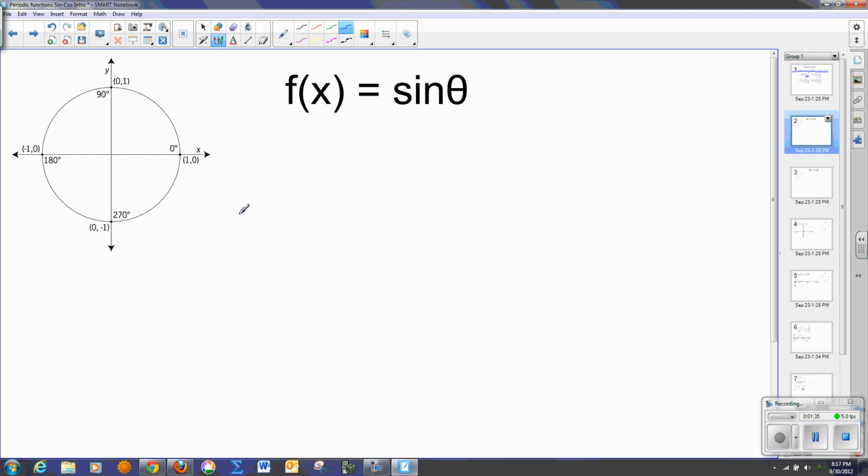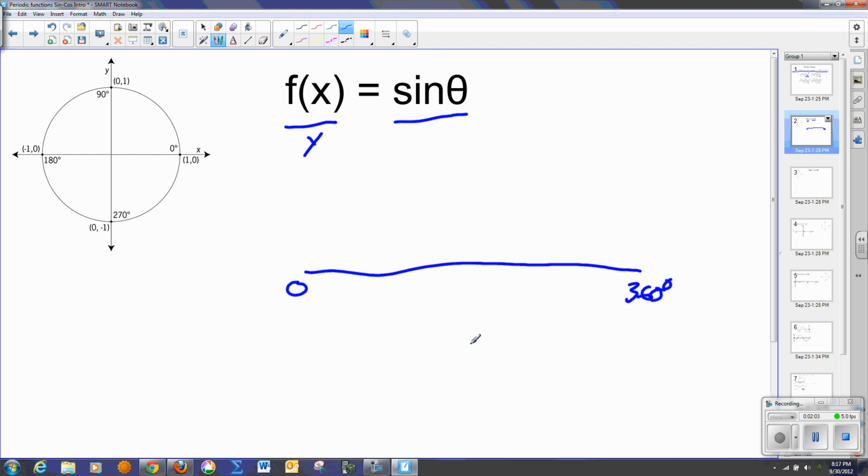So what we're going to do now is look at a really famous periodic function, the sine function. And when we graph the sine function, notice we're graphing the sine of theta is equal to f of x. This is typically our y. Theta is going to act like our x. So this theta is our input, y is our output. I've got a unit circle over here because initially we're going to graph these from 0 to 360 in degrees, and later we'll go into radians.